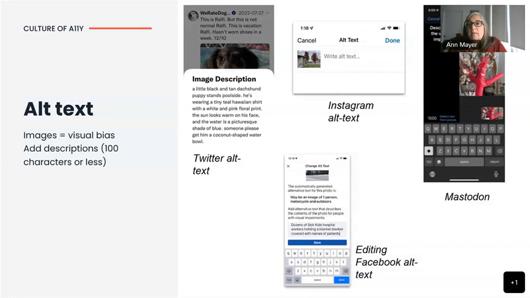Here's just some examples. You've got Twitter, Facebook, Instagram, and Mastodon, which is a new one that everybody is moving towards if you want to leave Twitter. But there, it's all there right away. So just get into the habit, even with your personal accounts.